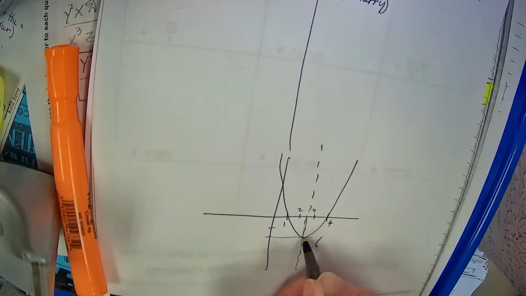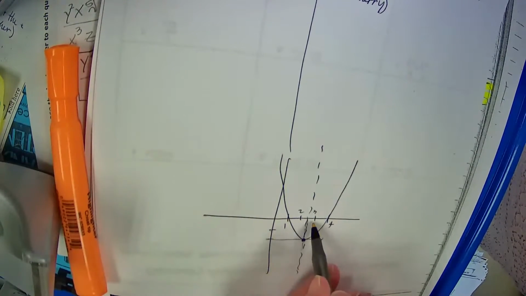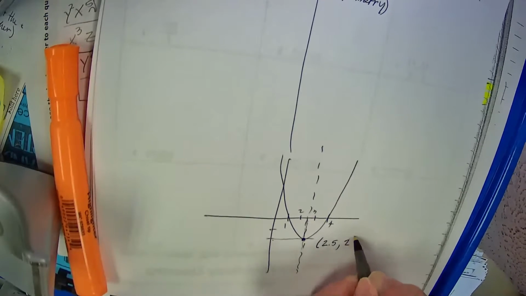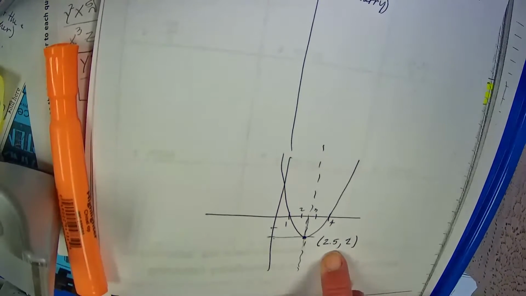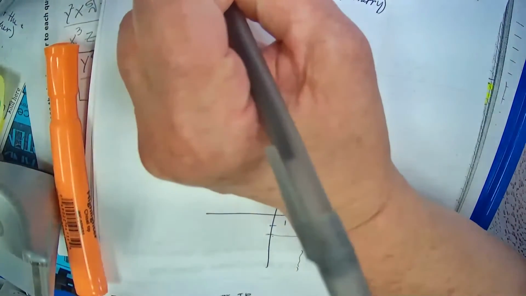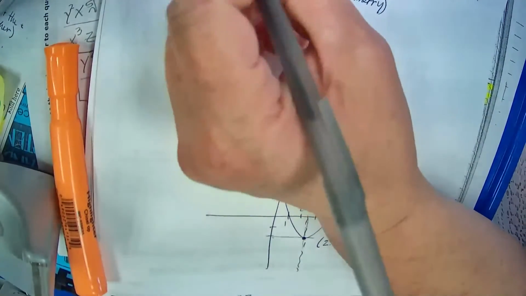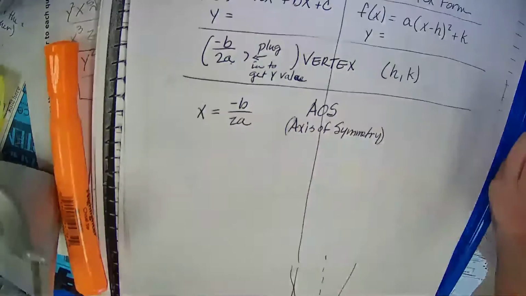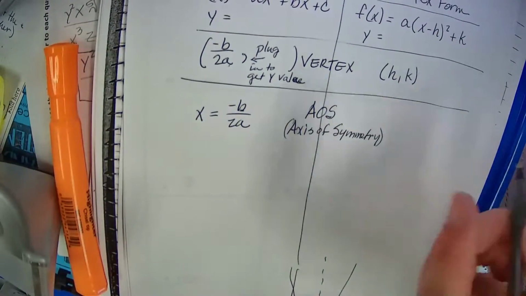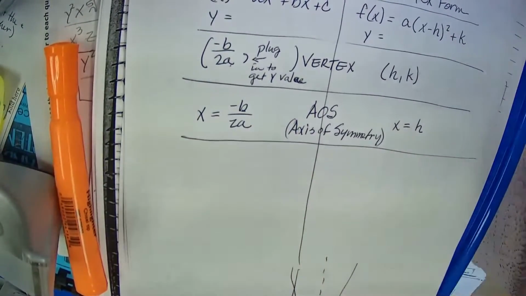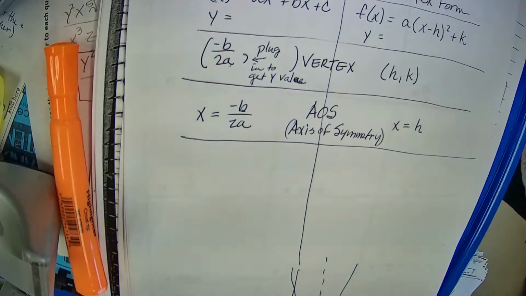So this point right here, the vertex, is 2.5 and 2, according to my drawing. So my axis of symmetry would be x equals 2.5. Does that make sense? So x equals, and in this case, to get the x value, you had to do the opposite of b over 2a. But over here, all you have to say is x equals h. The vertex form is nice because it makes it really easy to pull these points out.